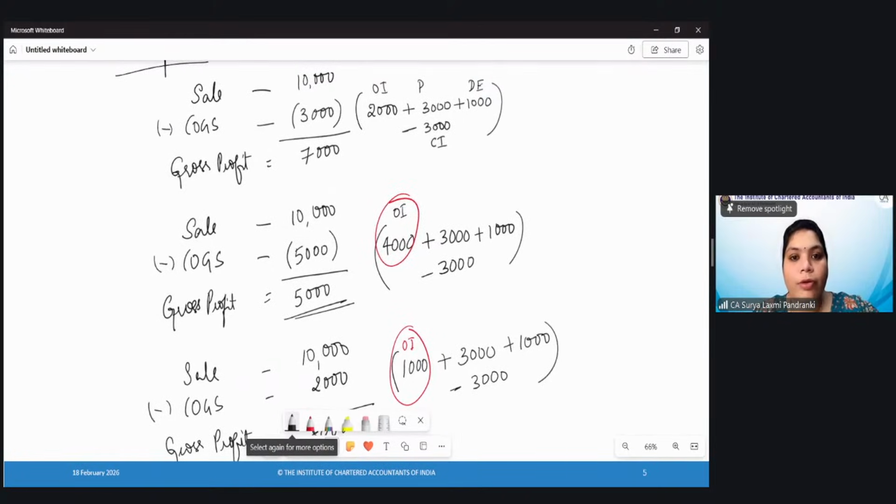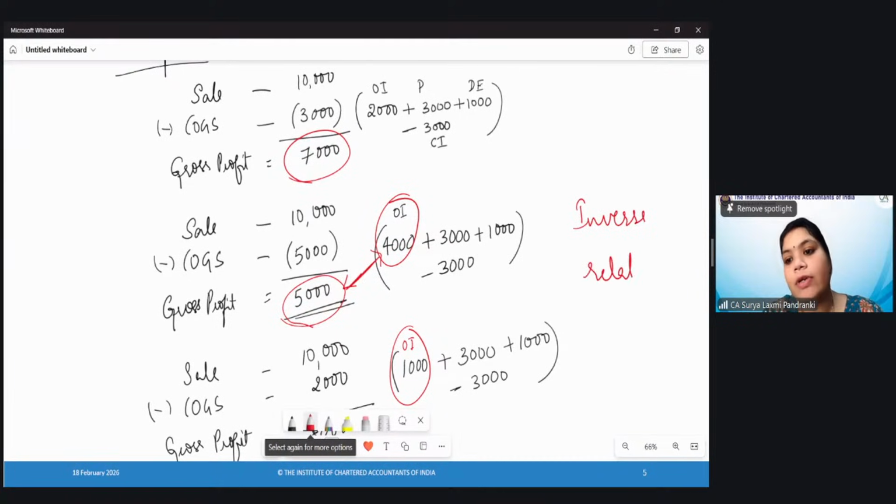Now, if you look at this example, what happened here? When the opening inventory was 2,000, you had a gross profit of 7,000, right? And when your opening inventory increased to 4,000, your gross profit decreased, right? So this has an inverse relation. Can we say this is an inverse relationship? Yes, inverse relationship.